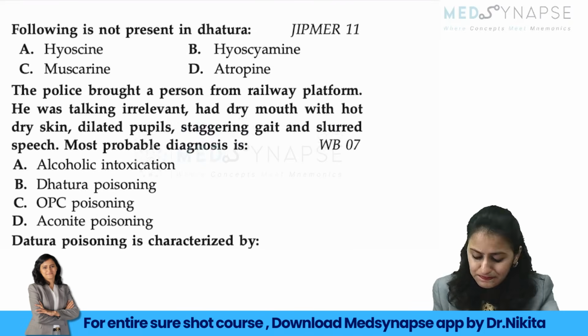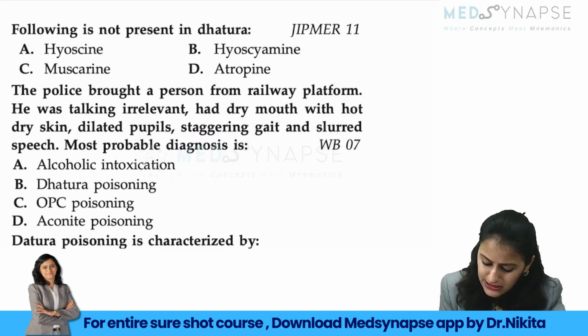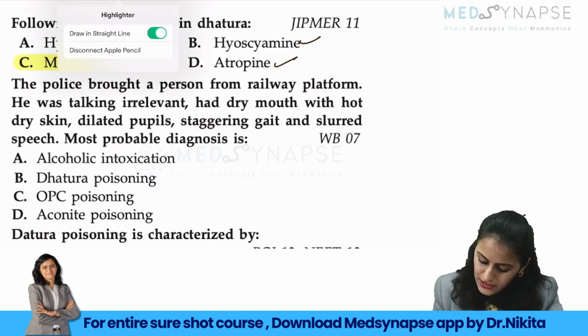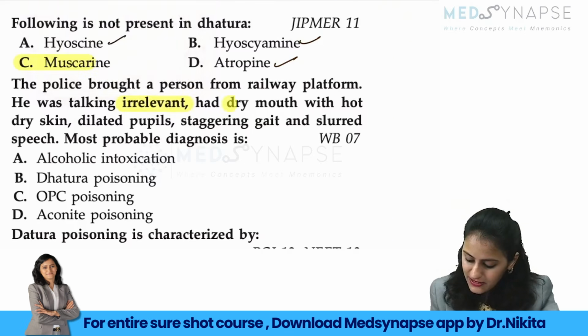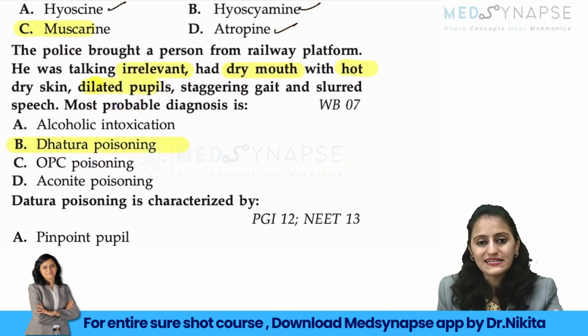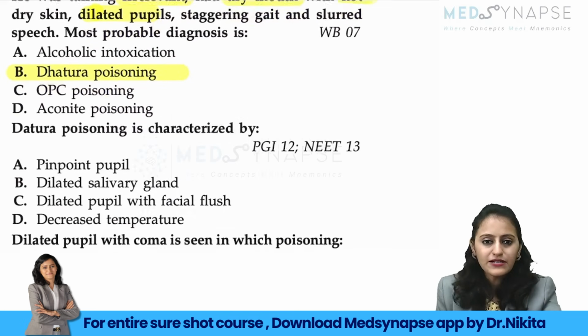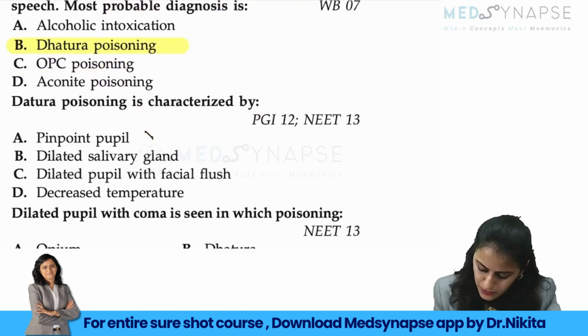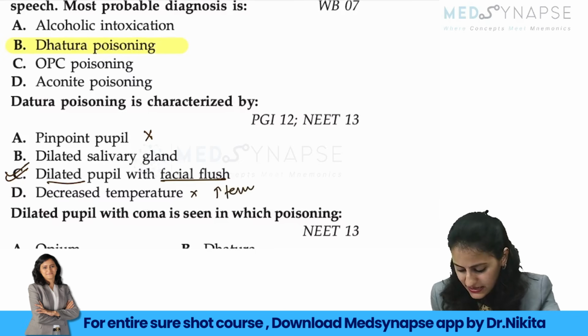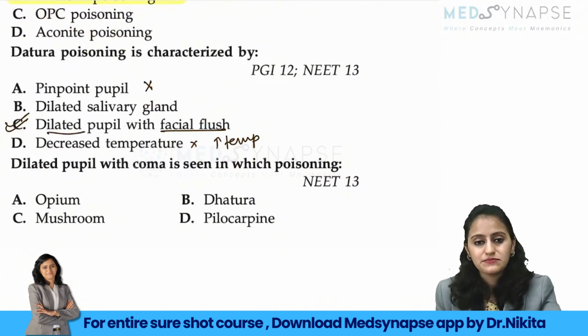Let's solve some questions. Following is not present in Datura. Muscarin is not present. It is anti-muscarinic. It has hyoscine, hyoscyamine and atropine. Next one, the police brought a person from a railway platform talking irrelevantly, with dry mouth, hot dry skin, dilated pupil, slurred speech. All these are features of Datura poisoning, right? The DDD: dryness, dilatation and delirium. Datura poisoning is characterized not by the pinpoint pupil, it's dilated pupil, with facial flush, red as a beet. Not decreased temperature, it is increased temperature. Hot as a hare, red as a beet.